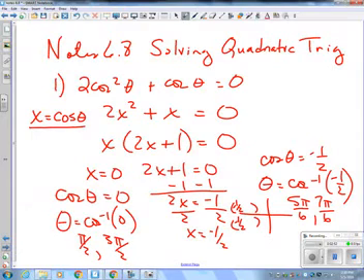See why it's important to look at your unit circle sometimes? I was thinking sine instead of cosine. So it's 2 pi over 3 and 4 pi over 3. So it always is important to look at your unit circle and double check it to make sure you're on the right track.